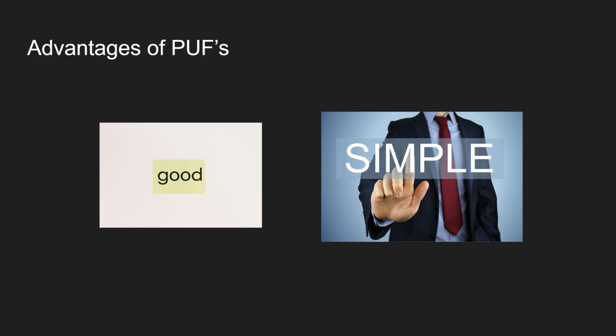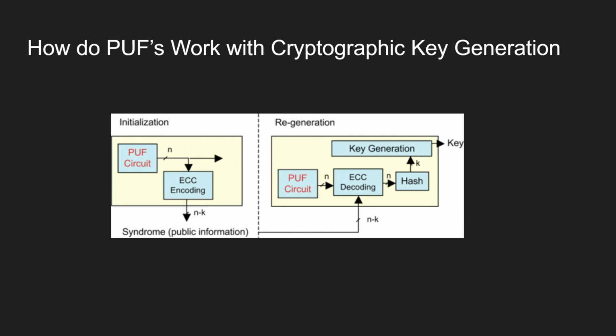Now talking about some advantages, let's talk about how PUFs work with cryptographic key generation, because ultimately, if you really want to understand how PUFs work, you have to understand this. PUFs first make output bits. It makes a secret that is encoded and set. That is decoded and combined with another PUF circuit to be put into a hash value, which is then put into a key generation algorithm that then spits out the key.